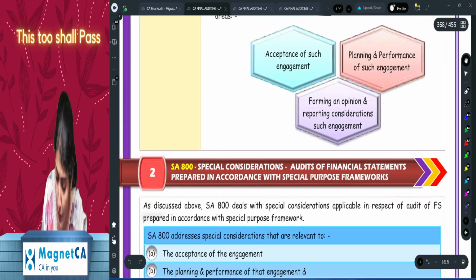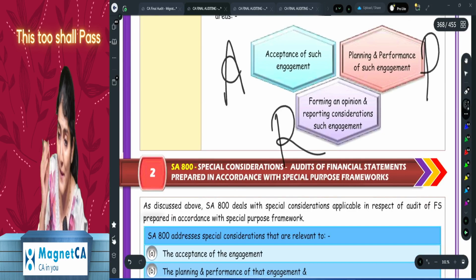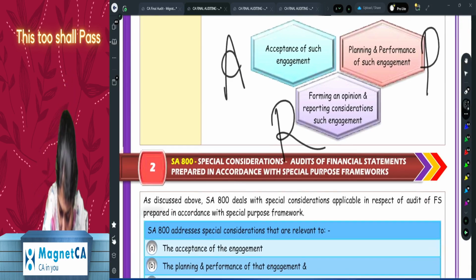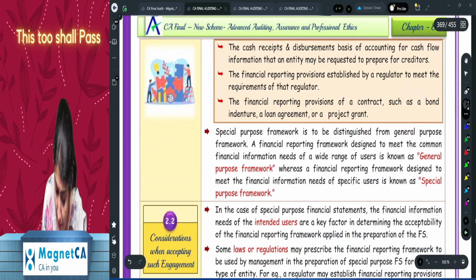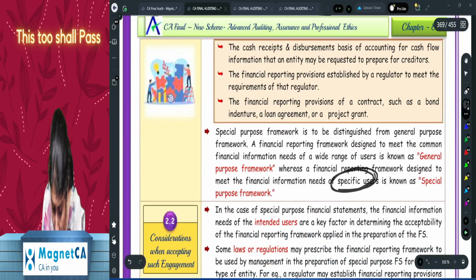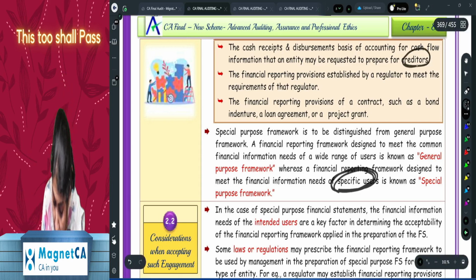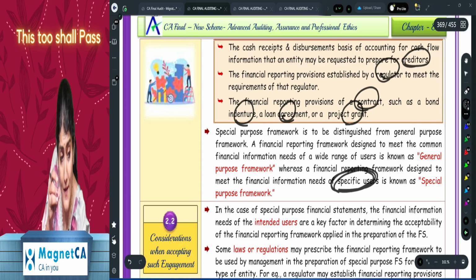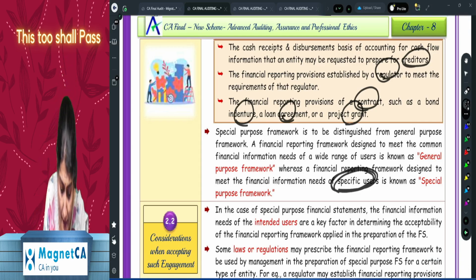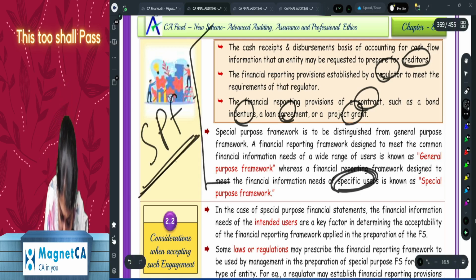What did I tell you? In all the three standards, what do we have to discuss? Acceptance, planning, performing and reporting. So in SA 800, when financial statements are prepared to meet the needs of specific users, that is a special purpose framework. For example, creditors of the company, a regulator, provisions of a contract, bond indenture, loan agreement, or project grants for a specific set of users. When the financial statements are prepared for them, that is an example of a special purpose framework.